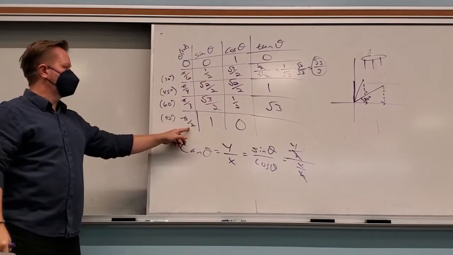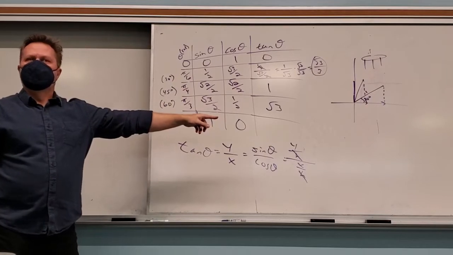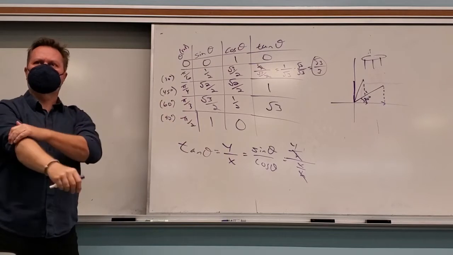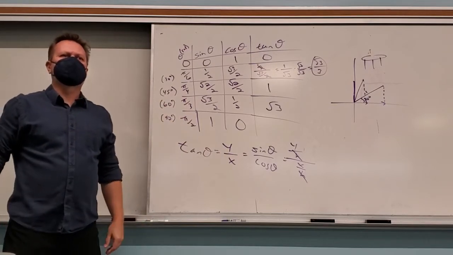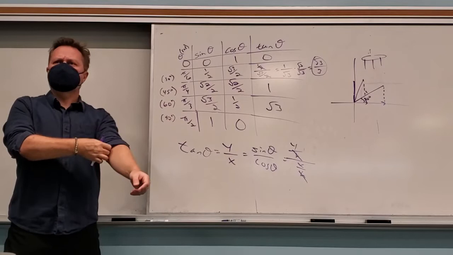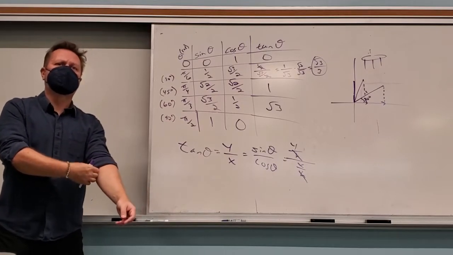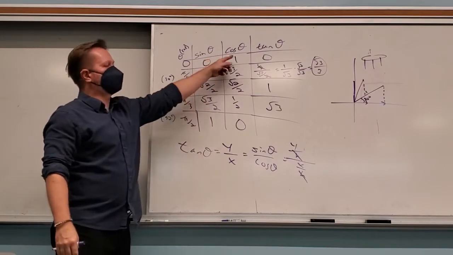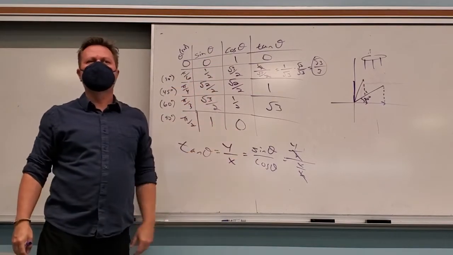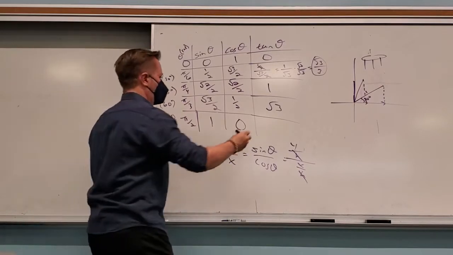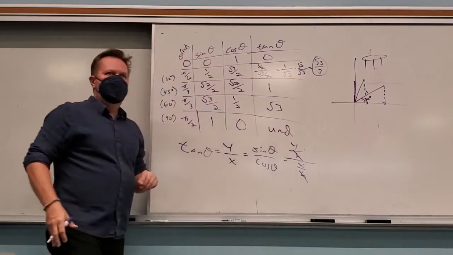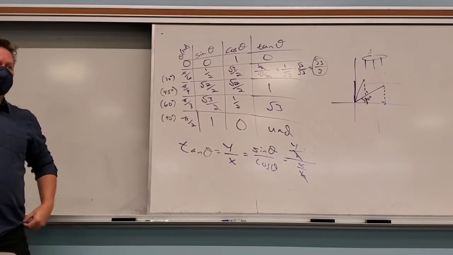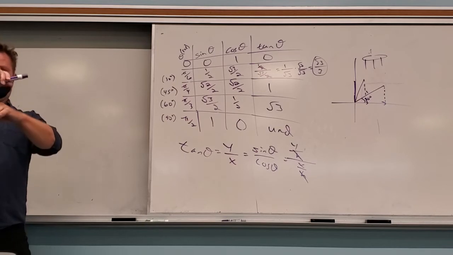And what's weird at 90 degrees? You can do it. Well, again, what's tangent? Sine divided by cosine. So what's 1 divided by 0? What do we call it? Undefined. It's just undefined there. It just gets really big as we approach the y-axis.